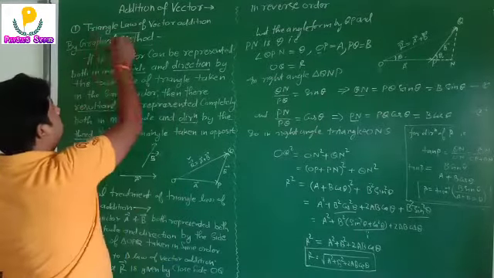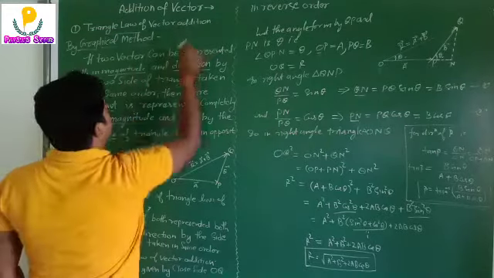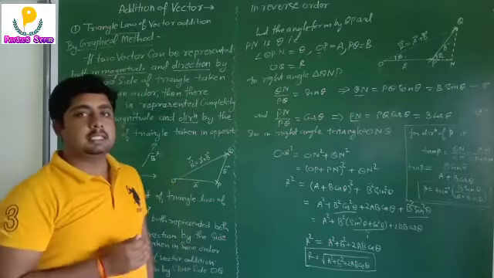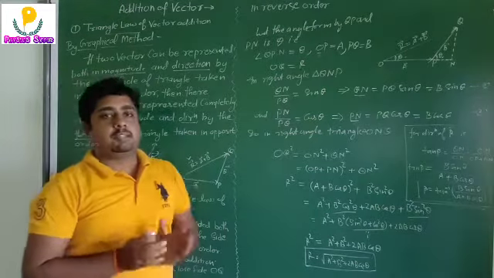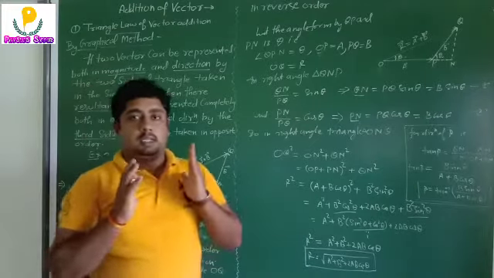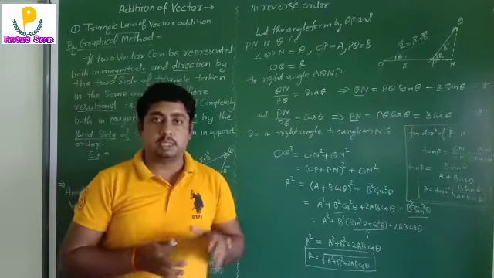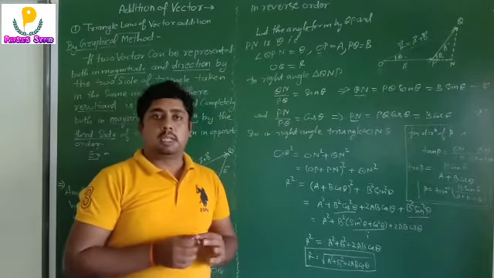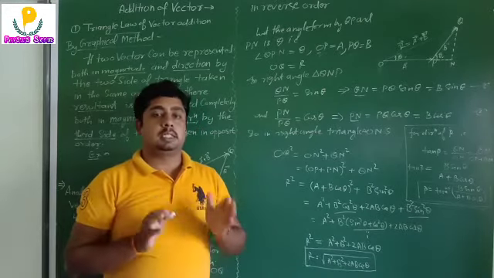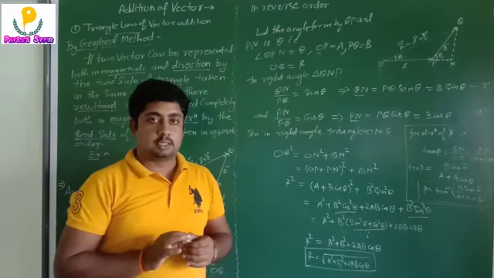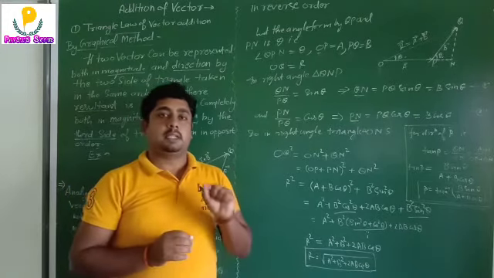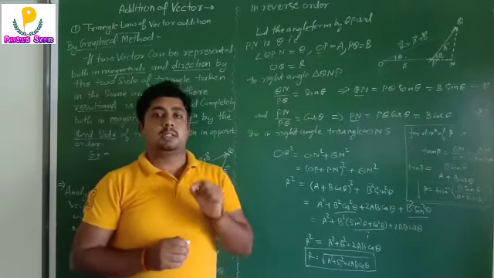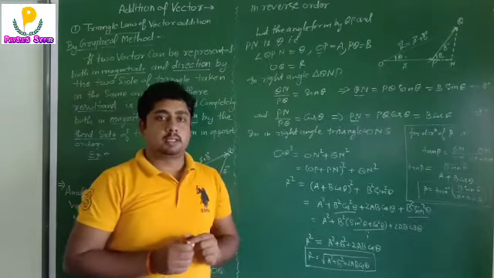Here we have taken the topic triangle law of vector addition by the graphical method. We have two methods: one is graphical and another is analytical. In the graphical method, if we consider two vectors which represent two sides of a triangle, then the third side of the triangle will represent the resultant of the sum of the two vectors, and that resultant vector has the same effect as shown by the two vectors combined.